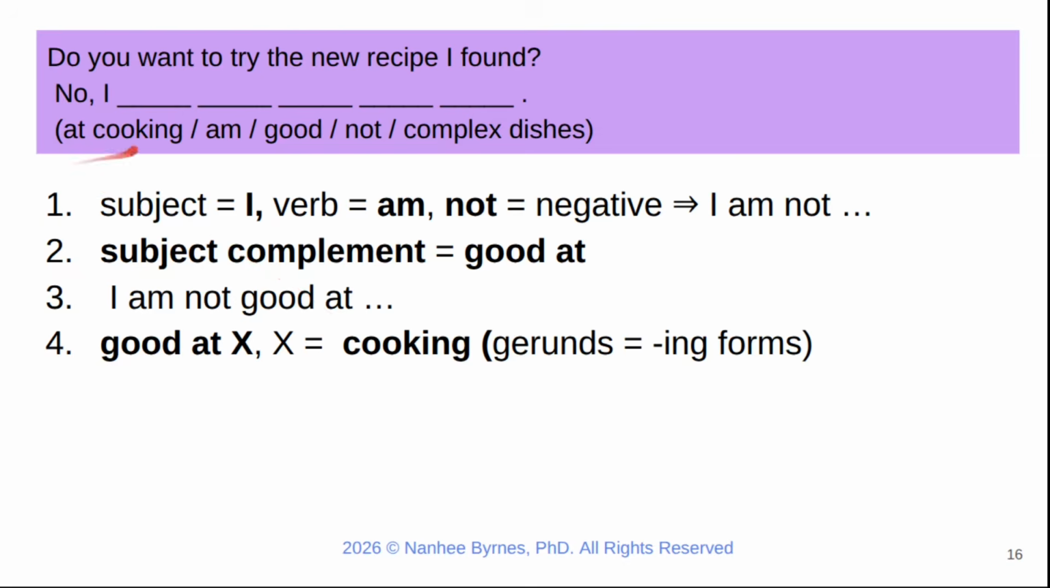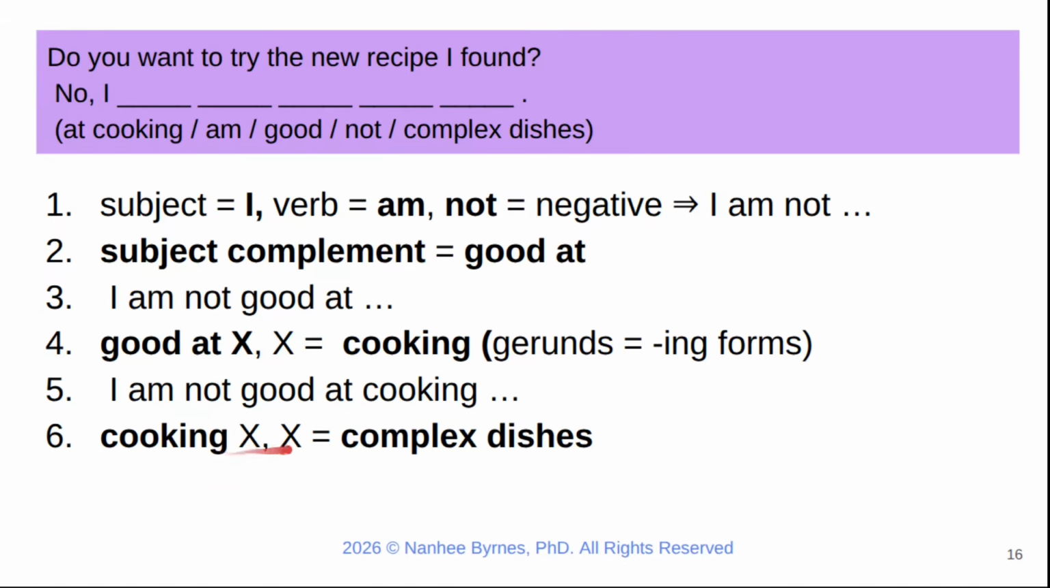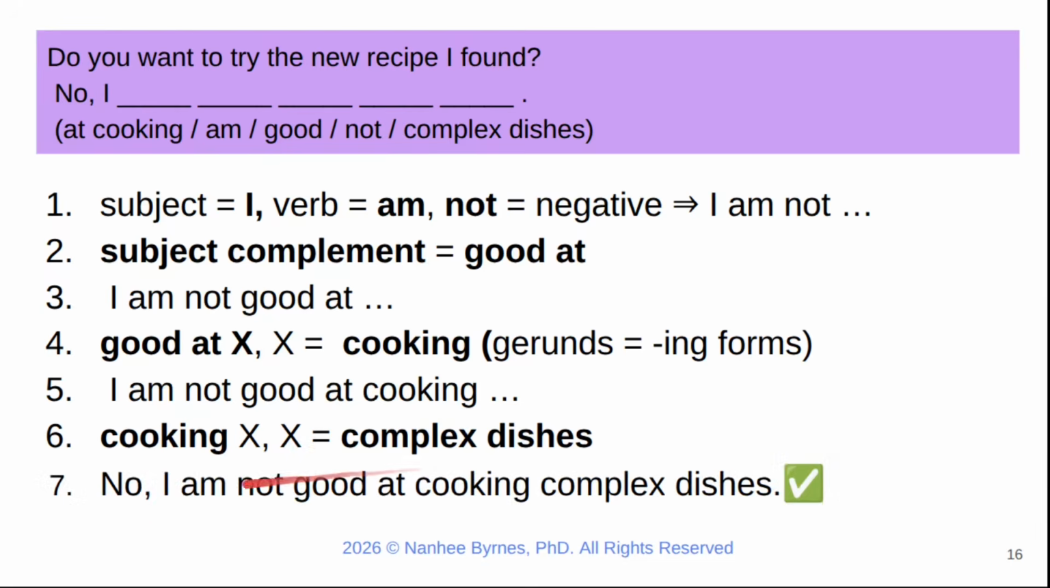So "cook" becomes "cooking." I am not good at cooking. Finally, "cooking" needs an object to show what kind of cooking. The phrase "complex dishes" completes the meaning. I am not good at cooking complex dishes. So the full natural response is, correct sentence: No, I am not good at cooking complex dishes.